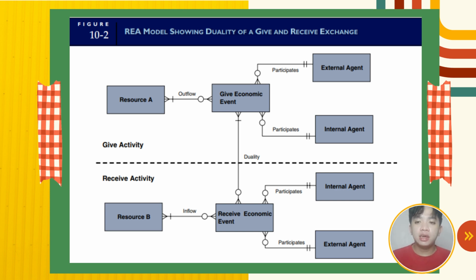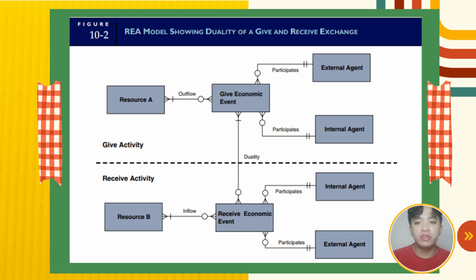Next is the receive activity. In the context of the REA model duality of giving and receiving exchange, the receive activity plays a pivotal role in capturing the essence of receiving resources within an economic transaction. The receive activity refers to the action of accepting and acquiring resources from another party in an economic exchange. It involves the movement of resources from one agent to another. The receive activity and the corresponding give activity are interdependent and complete each other.